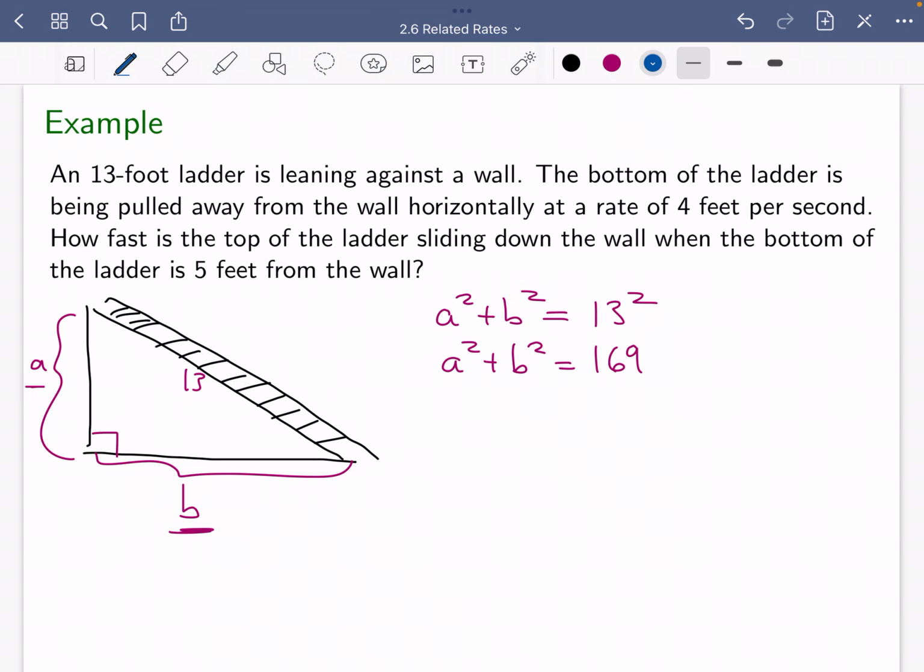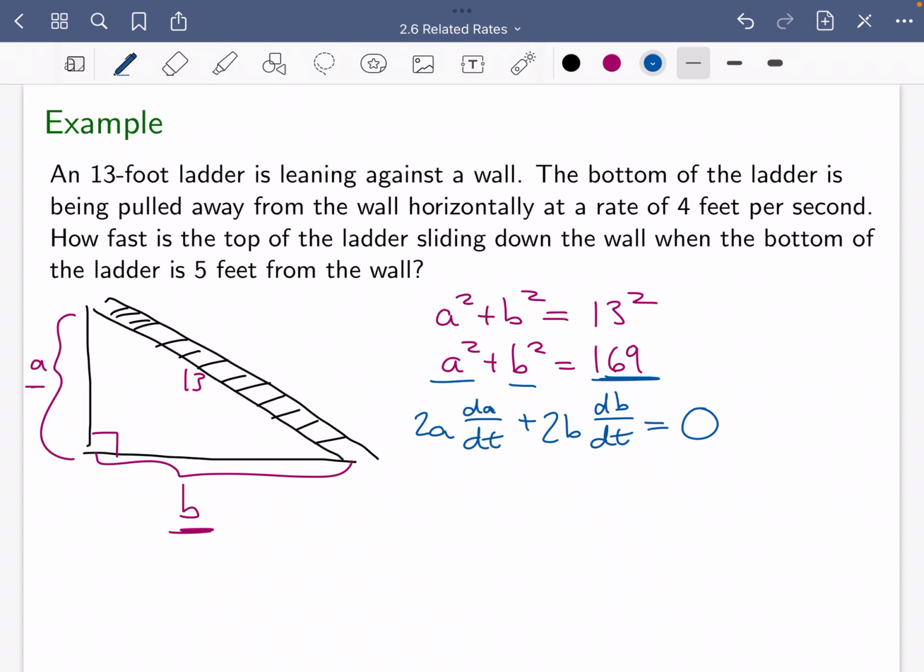Now we are going to take our derivative. We're going to take it implicitly with respect to t. So the derivative of A squared is 2A dA/dt. The derivative of B squared is 2B dB/dt. And we take the derivative of the right-hand side. When that's a constant, it's really easy to overlook it and just rewrite that constant. The derivative of a constant is 0. All right, so now we've done that.